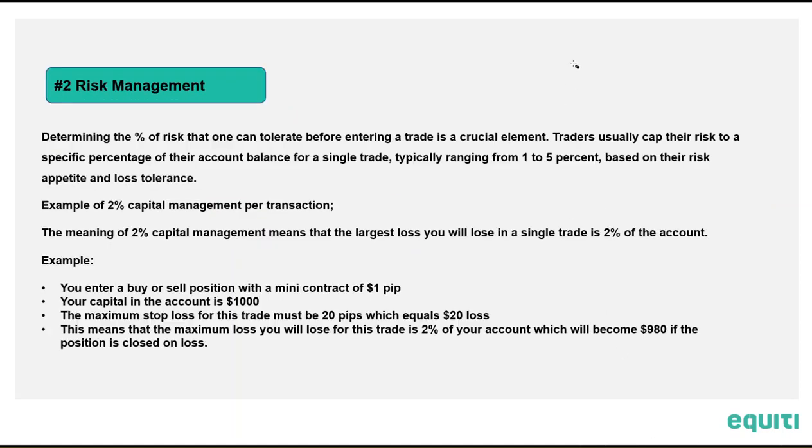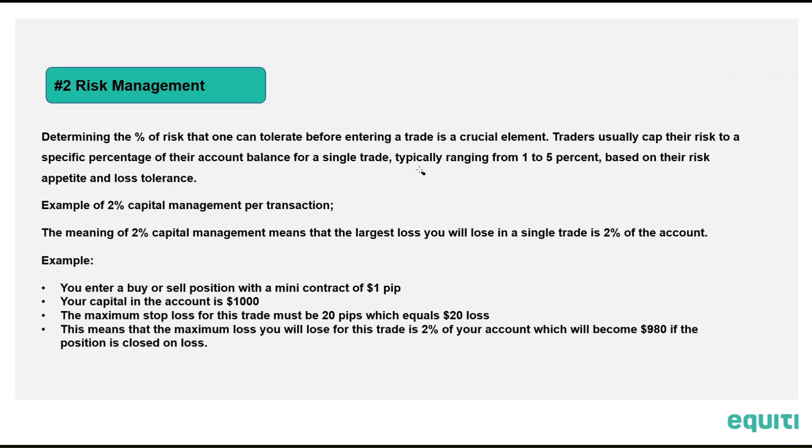So determining the percentage of risk that one can tolerate before entering a trade is a crucial element. Always have the initial capital inside your trade. Don't go beyond the leverage that you should. Traders usually cap the risk to a specific percentage of their account balance for a single trade, typically ranging from 1 to 5% based on risk appetite and loss tolerance. Obviously, if you start with $500, then your risk reward ratio will be limited, and your leverage should be very, very small, if any at all.